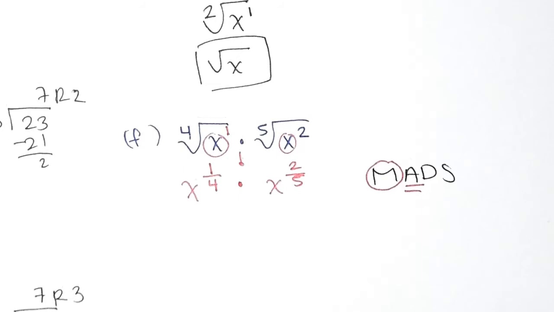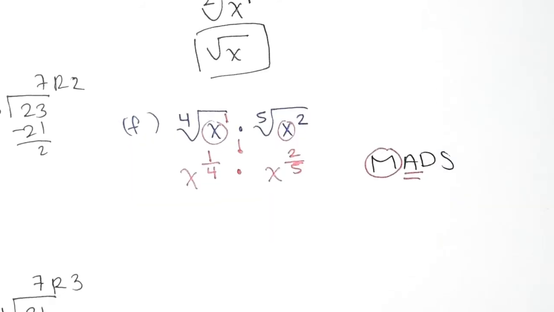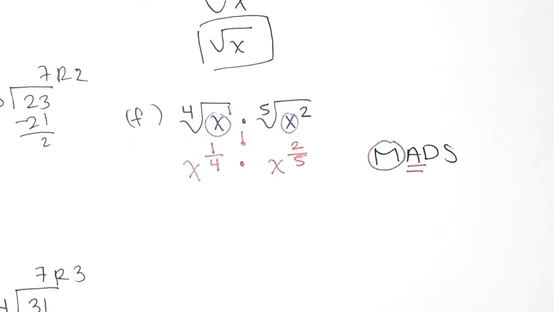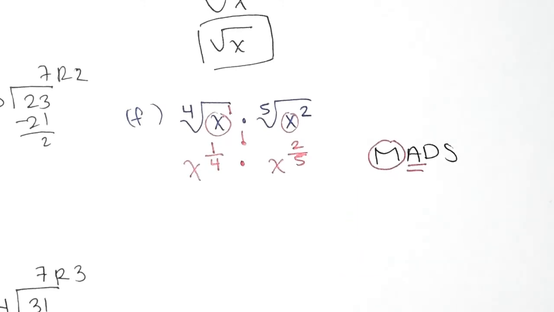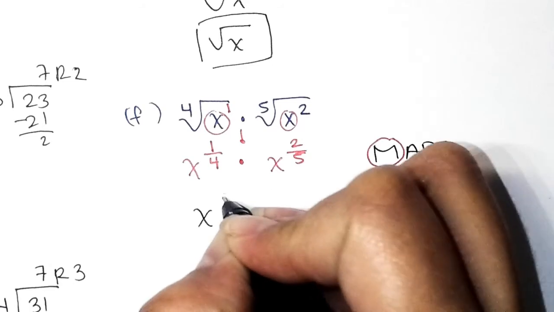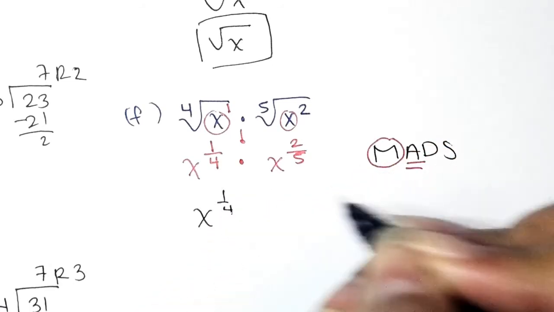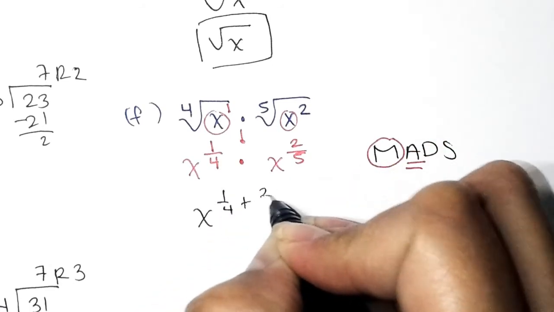Do you have to be mad? You don't have to be mad. You just have to get it right. I'm trying to give you a way out. So if we have a multiplication problem, we're gonna keep the base and add the exponents. So we have 1/4. We keep the base of x and then we add the exponents.